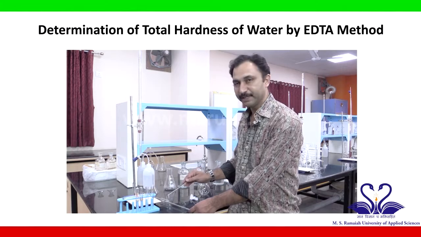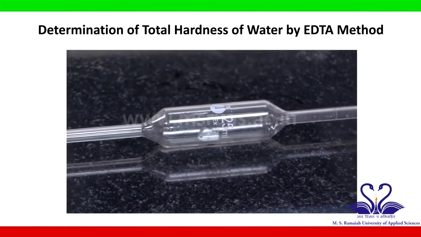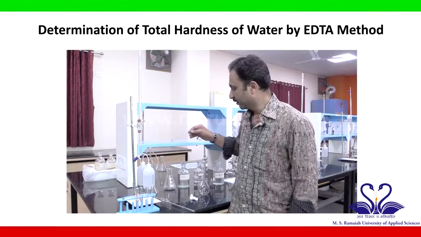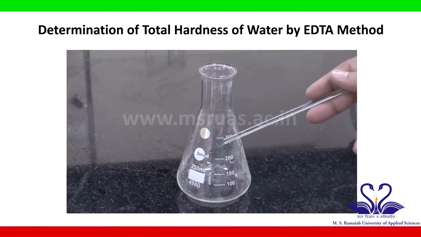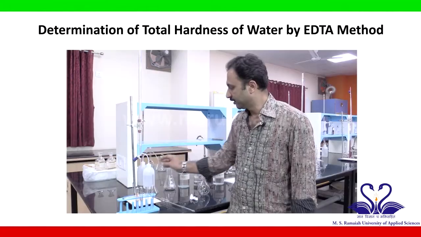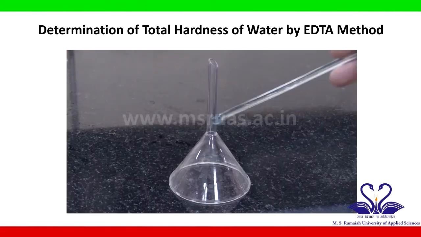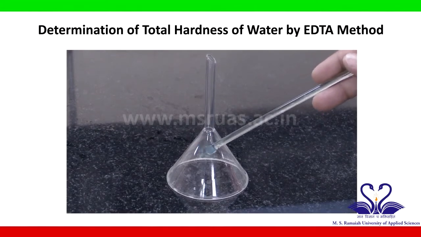A 25 ml pipette to transfer the hard water sample to the conical flask. A 250 ml conical flask, where you are going to transfer your hard water sample and carry out the reaction. A funnel to transfer the solid EDTA to the standard flask.